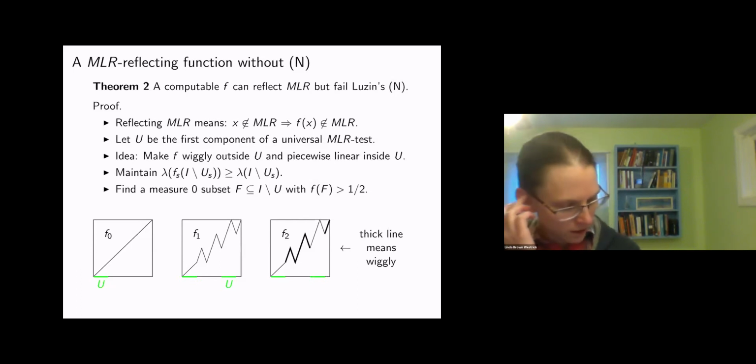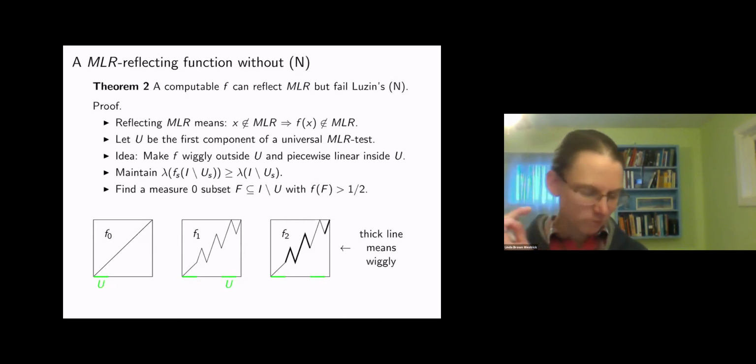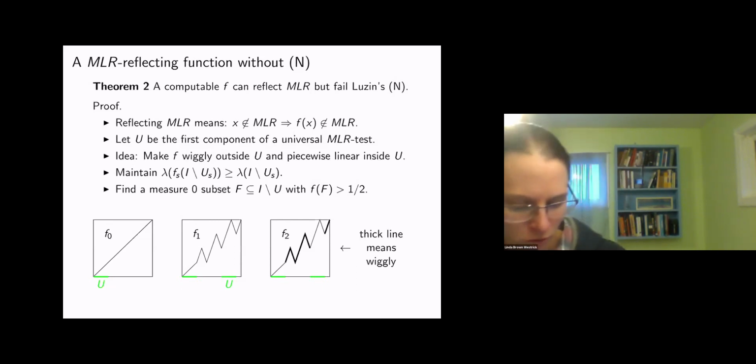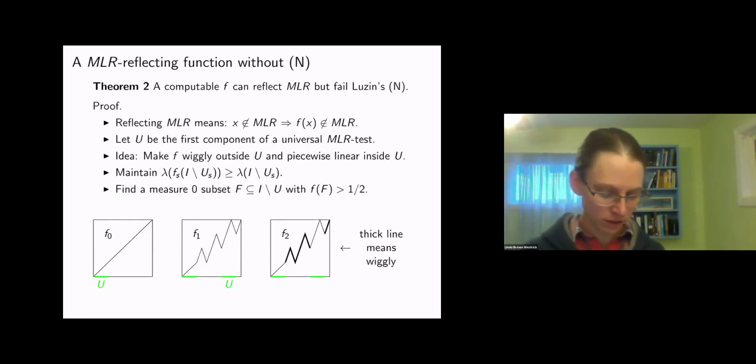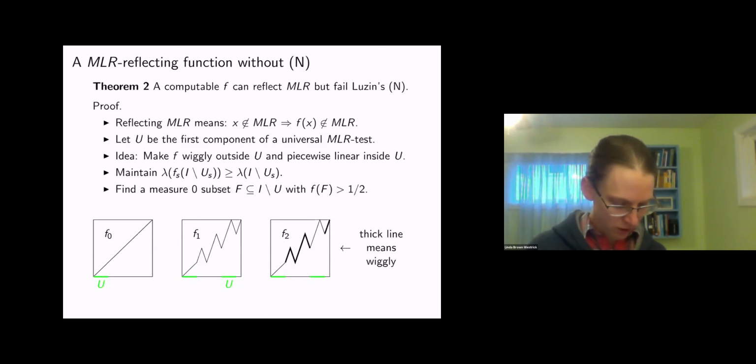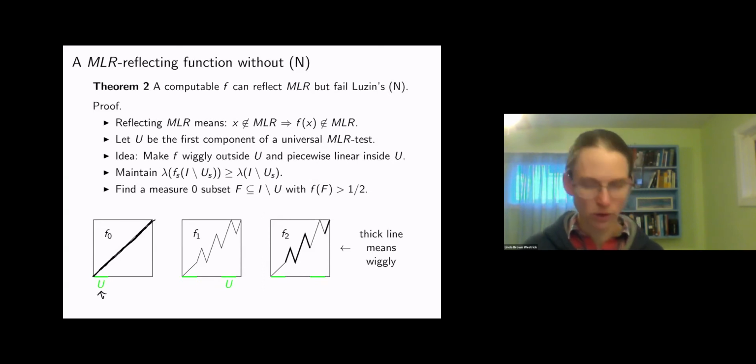All right, so we're going to make f really wiggly outside of the first component of a universal Martin-Löf test, and on the inside of that test, we'll make it piecewise linear. Here on the bottom is an illustration of the process. The initial iteration of the function might just be a line. After you've declared that the function starts out that way, the opponent comes in with this U and adds something there.